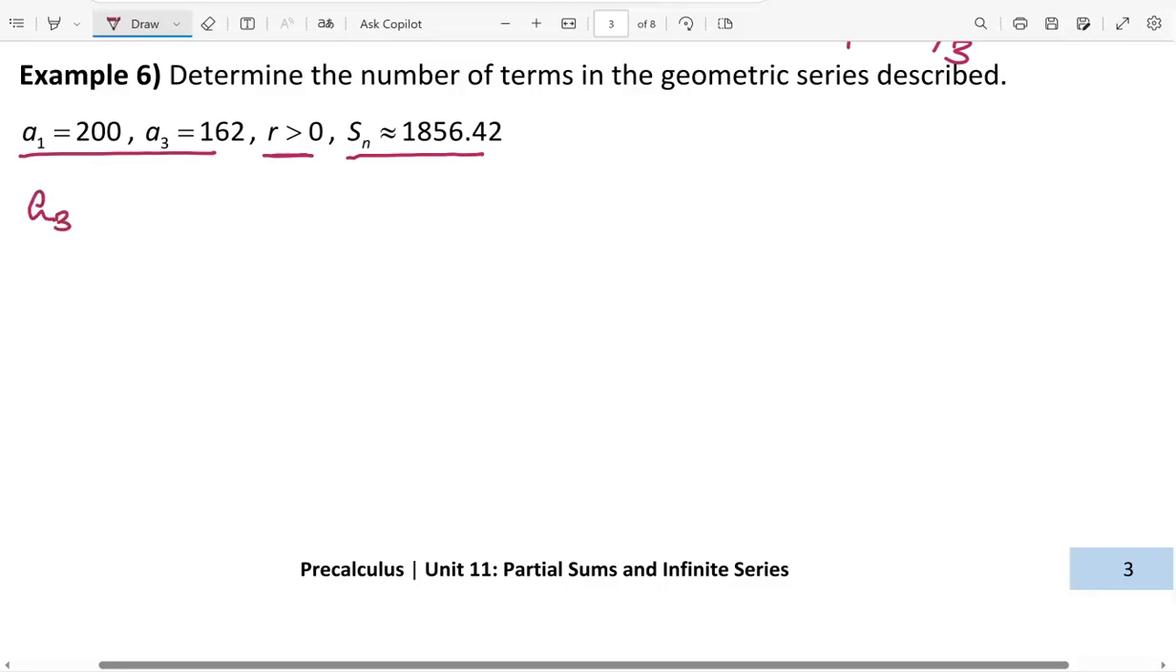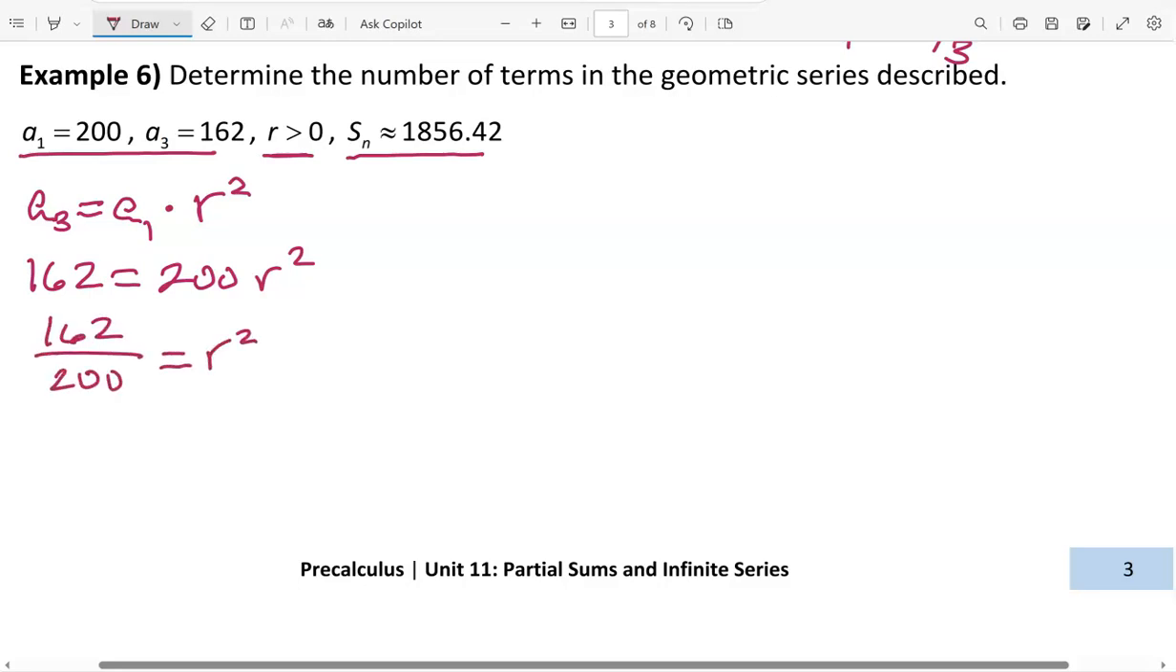So what we know about a sub 3 is that it can be computed by finding a sub 1 and multiplying by r squared. A sub 3 is 162, a sub 1 is 200. We can use this information to solve for r squared, first dividing by 200, and then let's reduce that fraction. That's 81 over 100 is equal to r squared. Since we know r is positive, we can take the positive square root of it, which is 9/10, and for our purposes for writing that, it might be easier to just write it as 0.9.